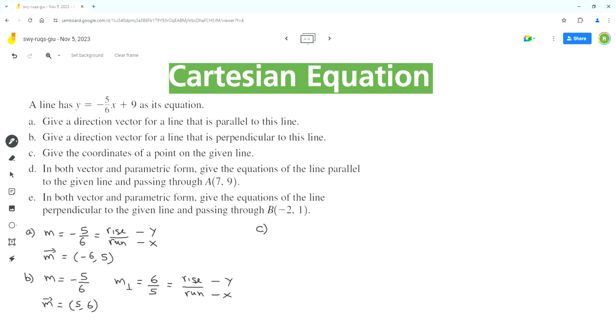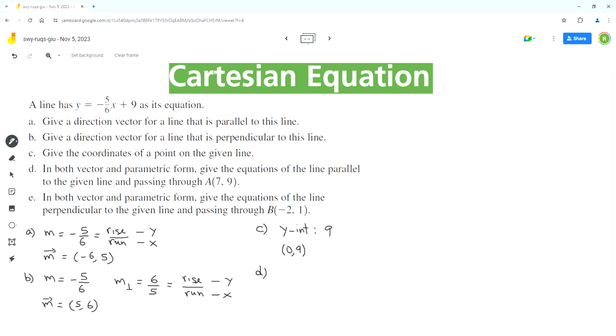Now we can analyze part C. Give coordinates of a point on the given line. In the slope-intercept form, the constant number represents the y-intercept of the line. And the y-intercept for this line is 9. So the y-intercept can be written as an ordered pair. So this is a point on the given line. Now we can answer part D.